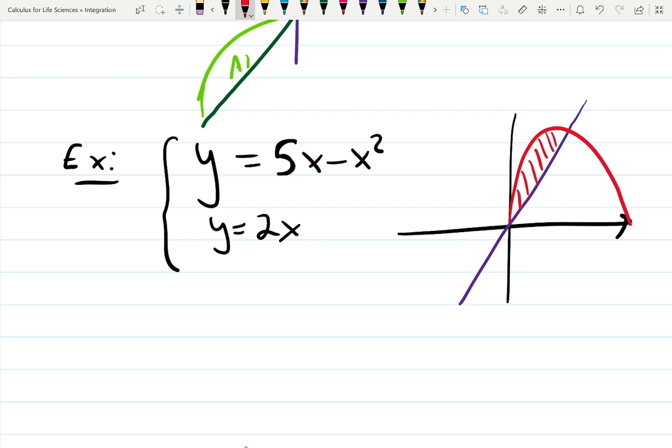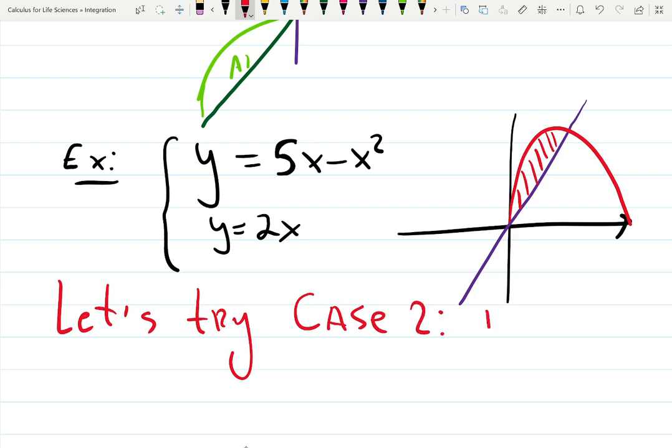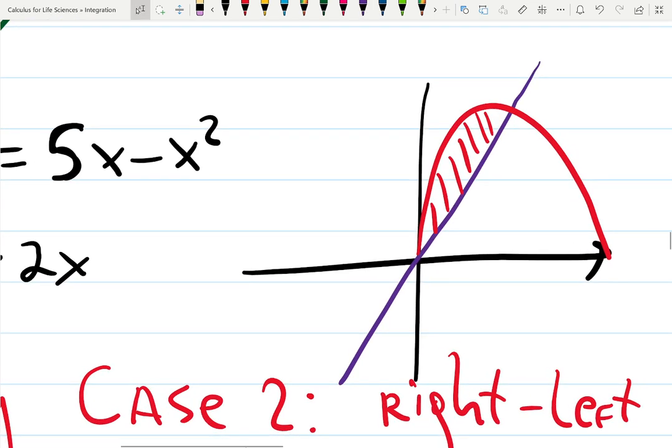Okay, that is a pretty cool idea. So let's try case number 2. And case number 2 is right to left. From right to left, right minus left. And this is a cool thing because some shapes are at the top and at the same time on the left. So the parabola is on the top, that is true. But it is also on the left.